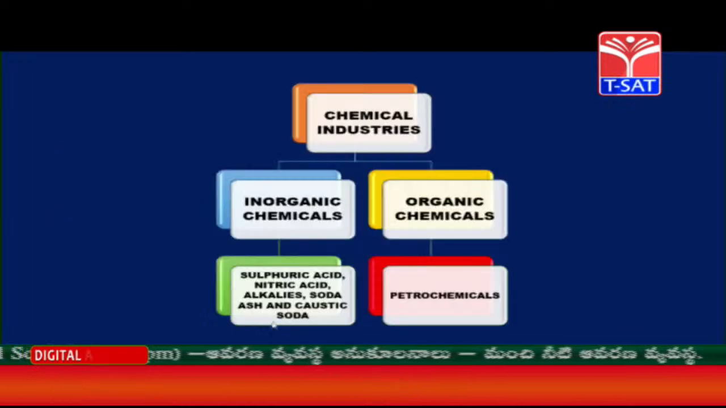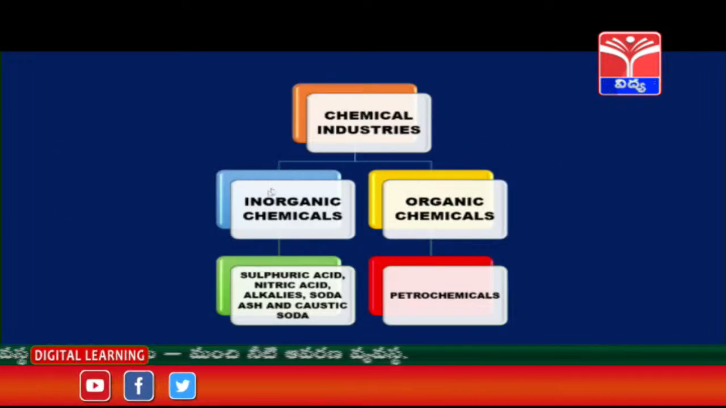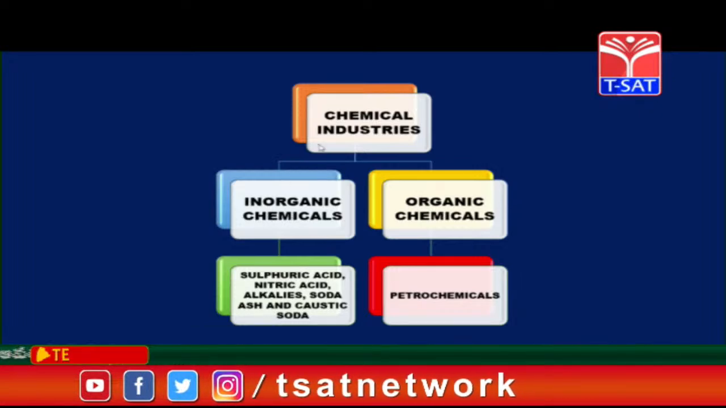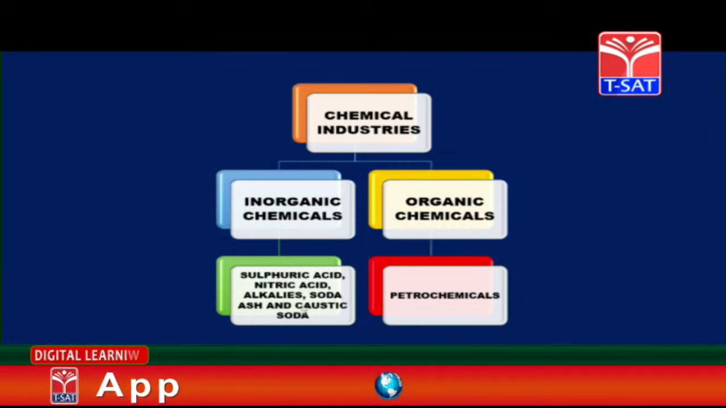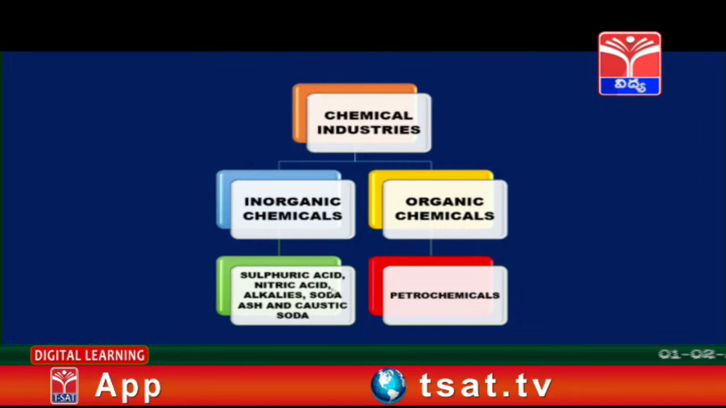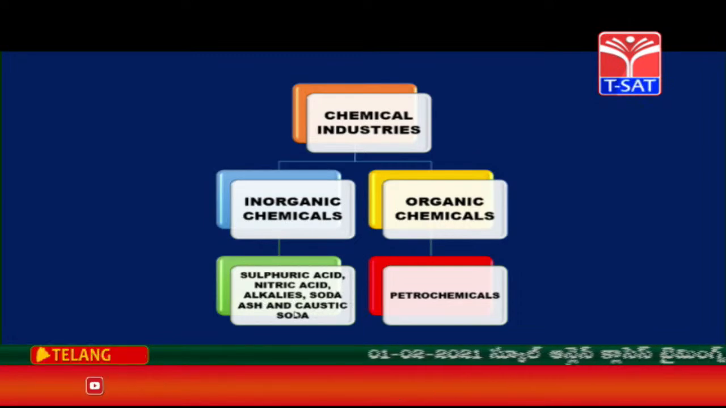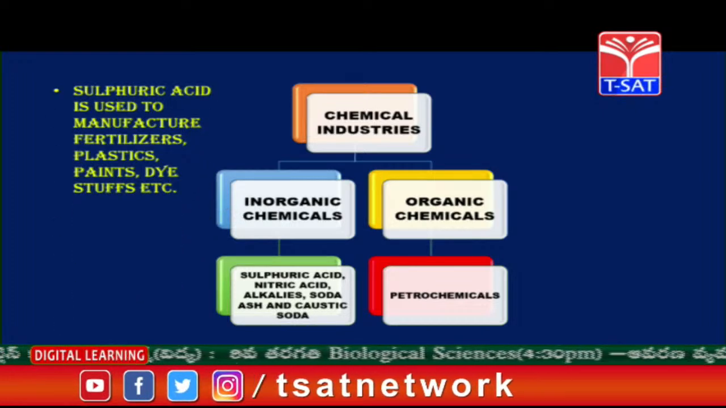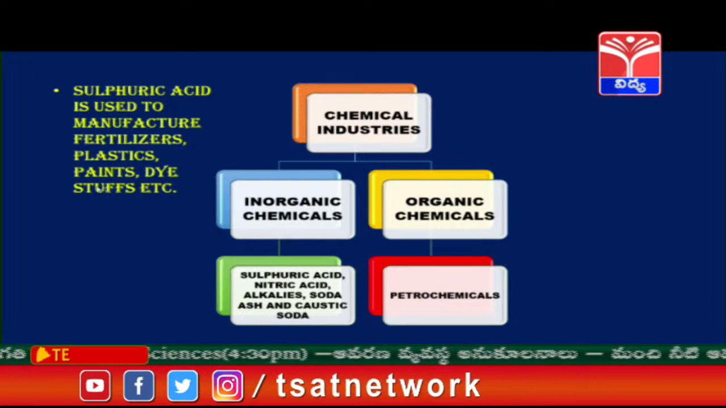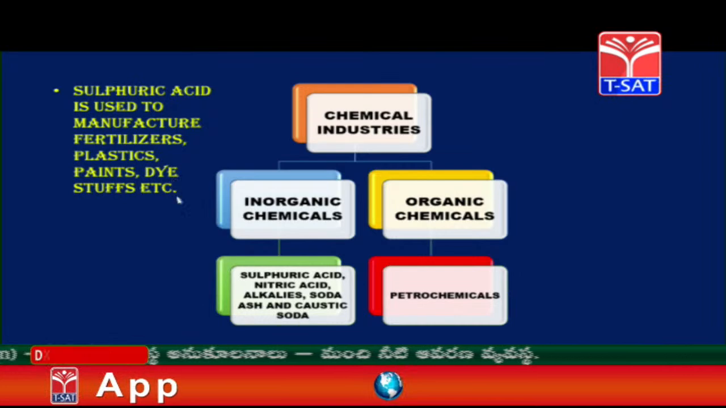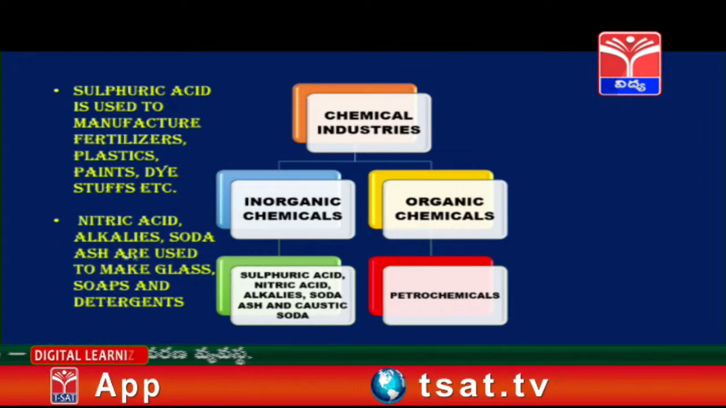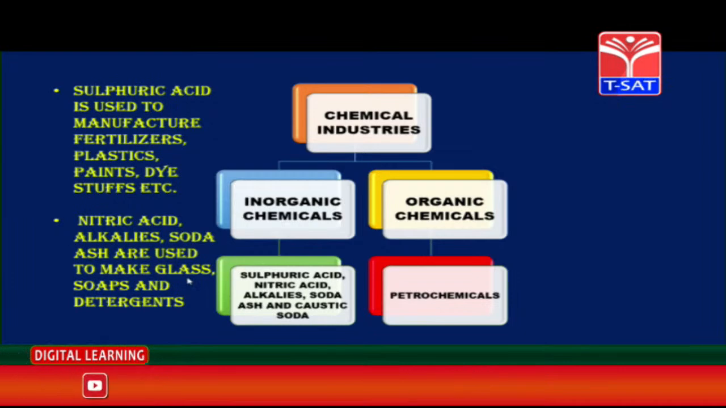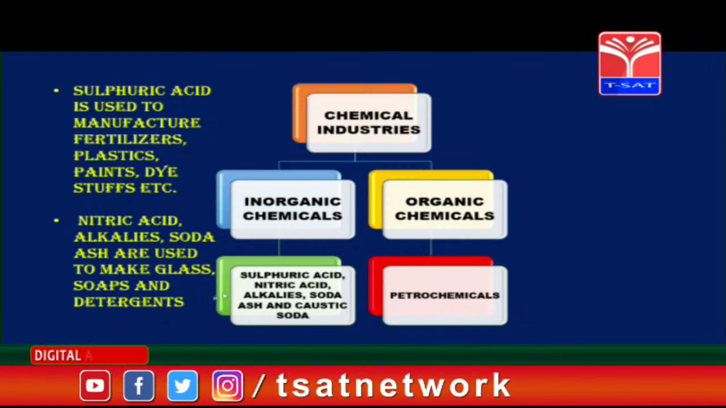of size. Chemical industries can be understood under two headings, that is inorganic chemicals and organic chemicals. Inorganic chemicals like sulfuric acid, nitric acid, alkalis, soda ash and caustic soda. Sulfuric acid is used to manufacture fertilizers, plastics, paints, dyestuffs, etc. Nitric acid, alkalis, soda ash are used to make glass, soaps and detergents. Detergents are used for washing clothes.